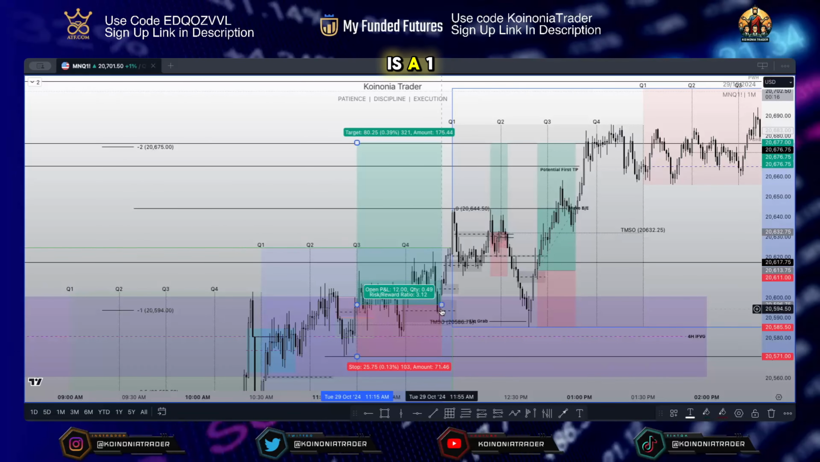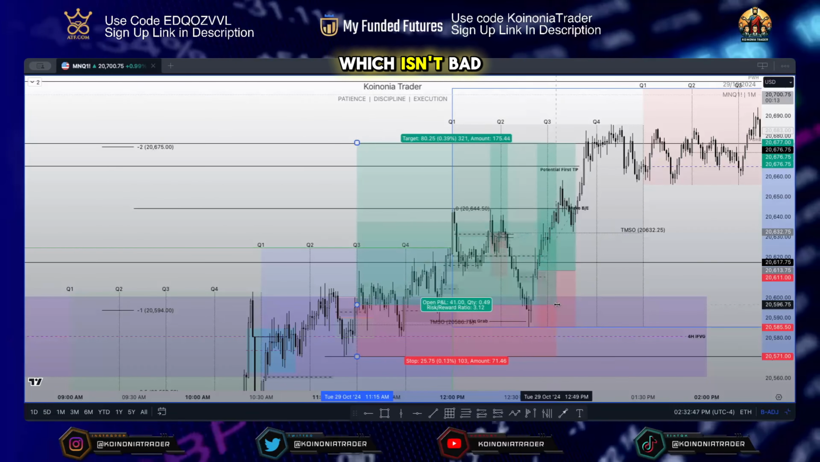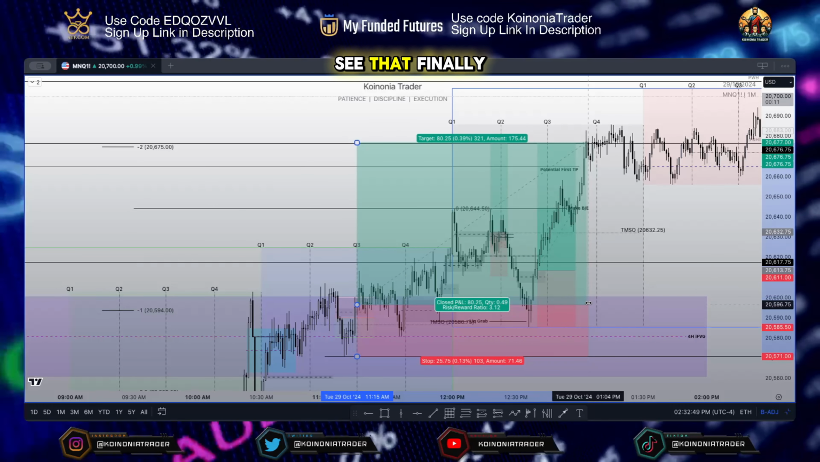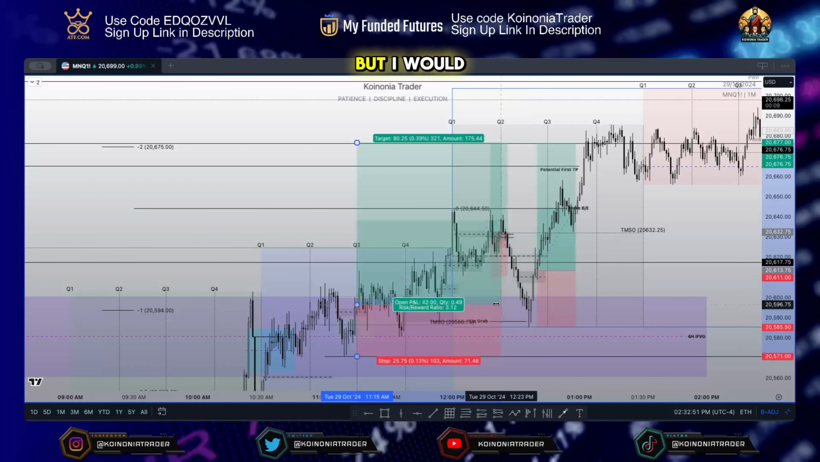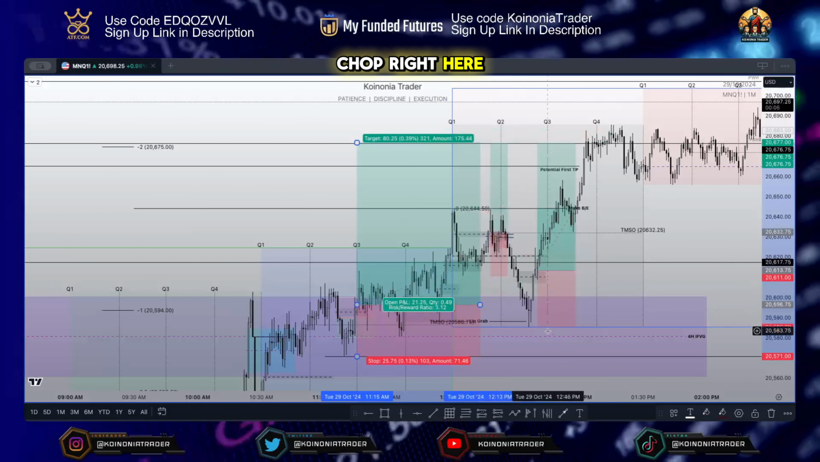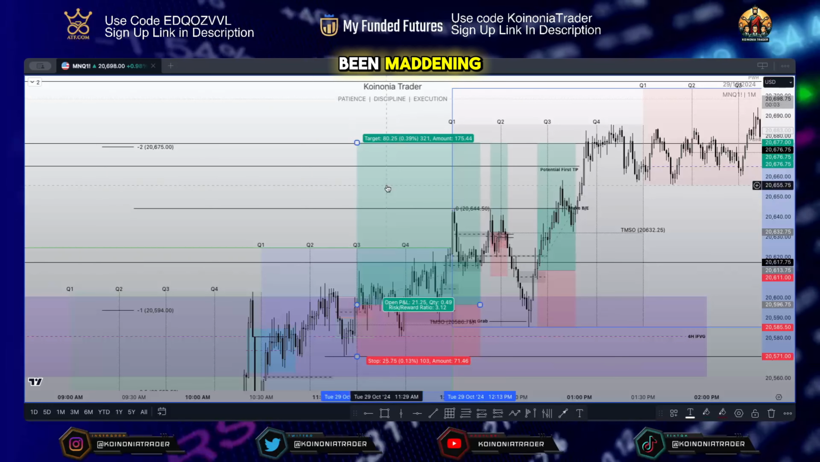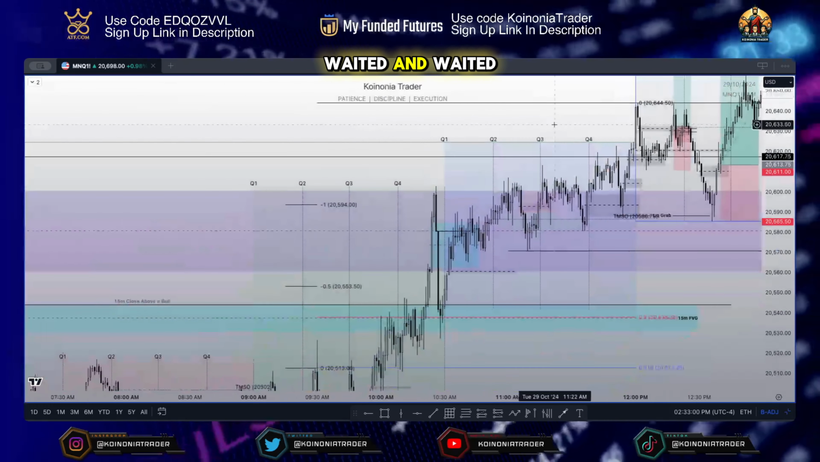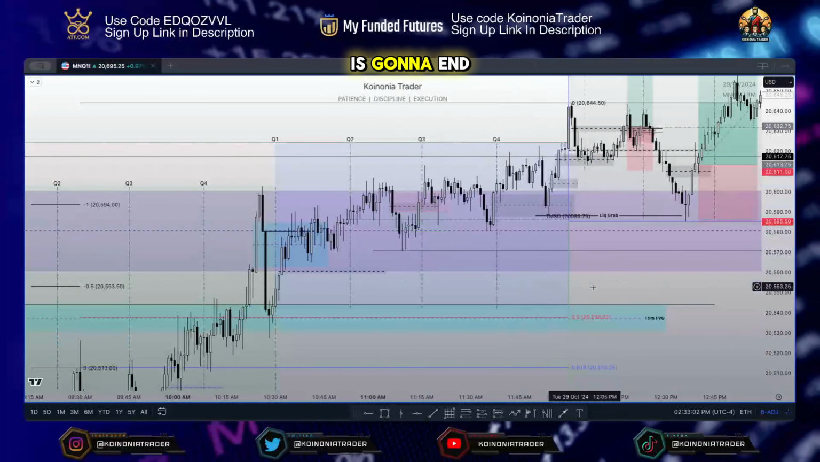Right there, which was a 1 to 3 risk to reward, which isn't bad at all. Right? As you can see, that finally hit right there. But I would have had to endure all of this chop right here. It would have been maddening. So I just waited and waited. I wanted to see what price was going to end up doing.